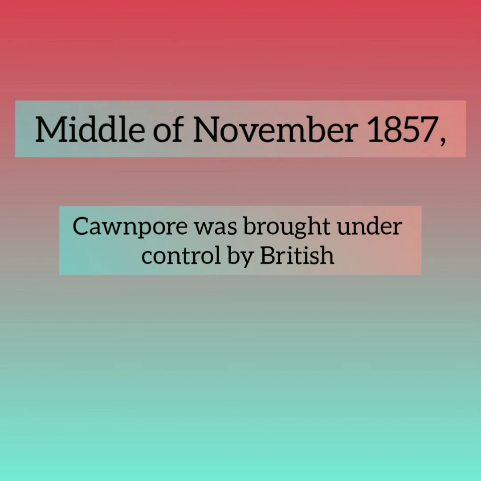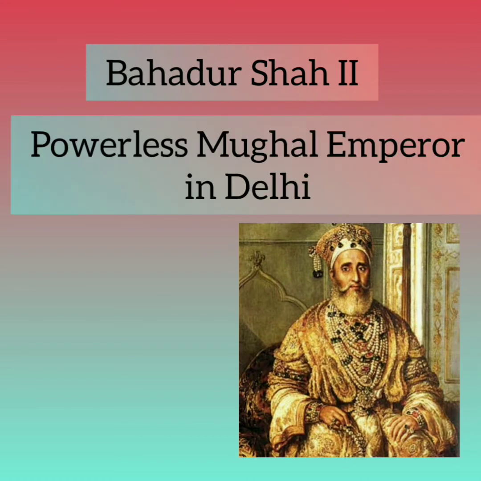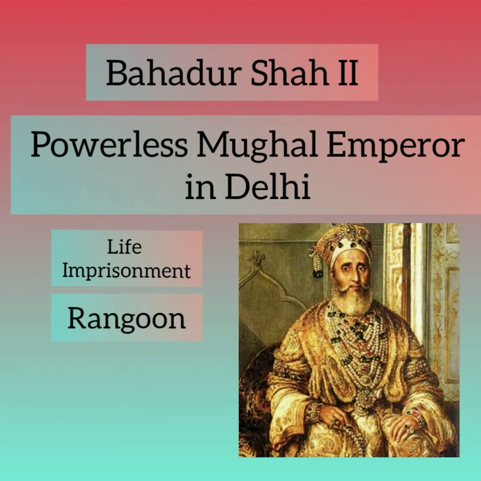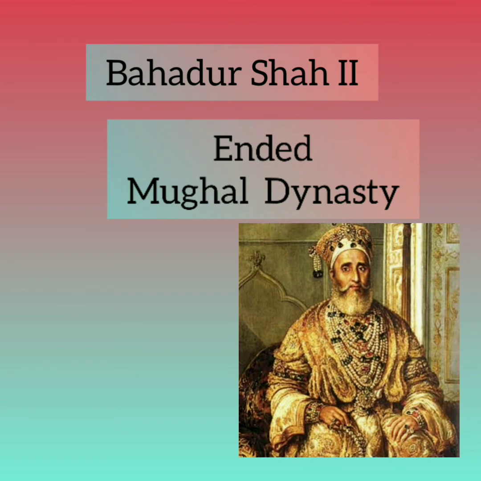Also Bahadur Shah II, the powerless Mughal emperor in Delhi, was given life imprisonment. He was sent to Rangoon, where he died at the age of 87. With his death, the Mughal dynasty ended.